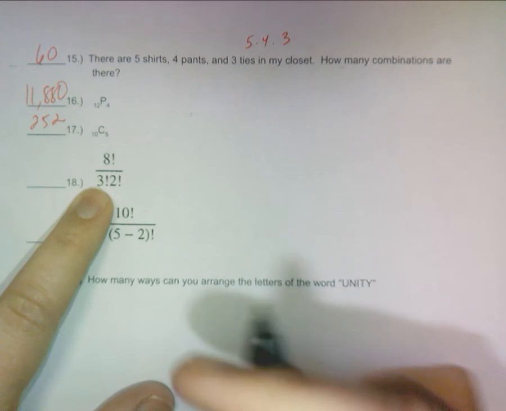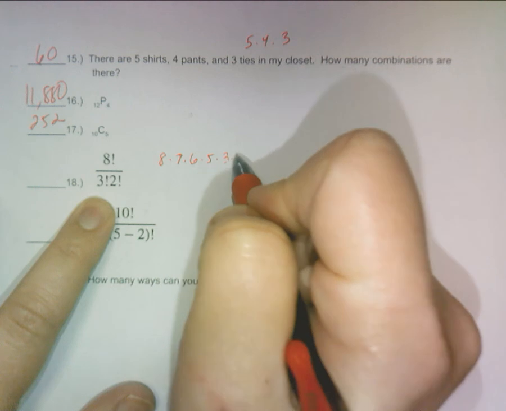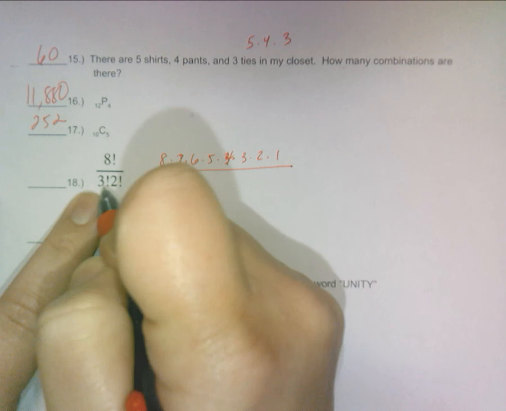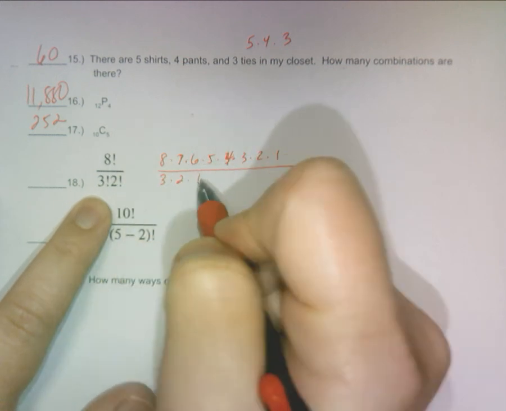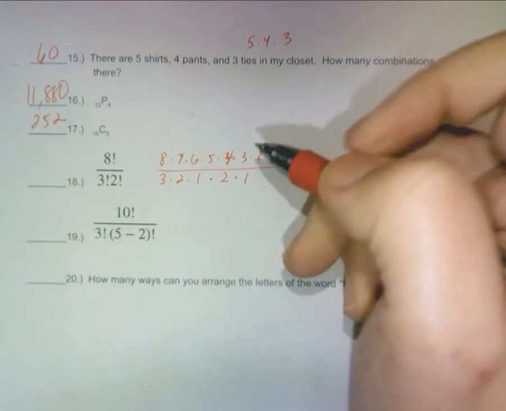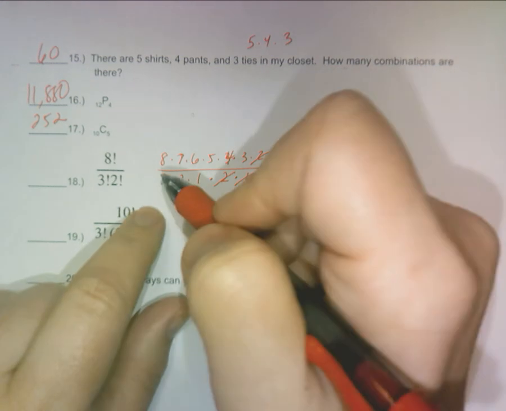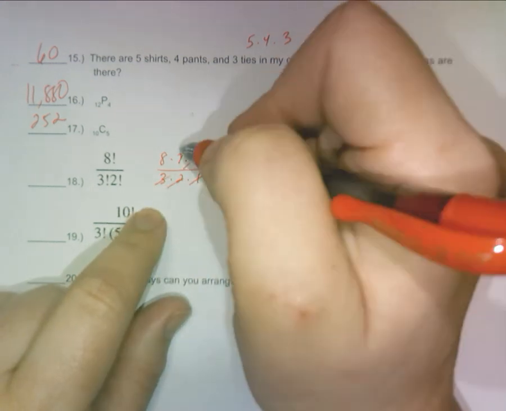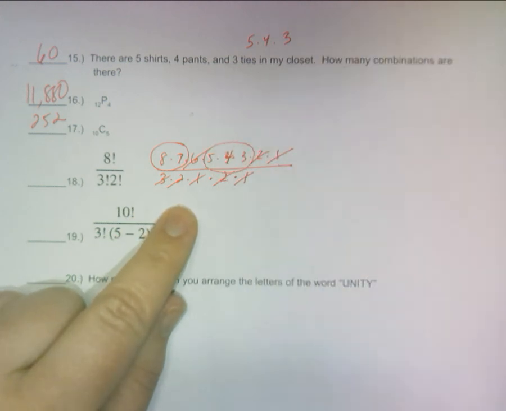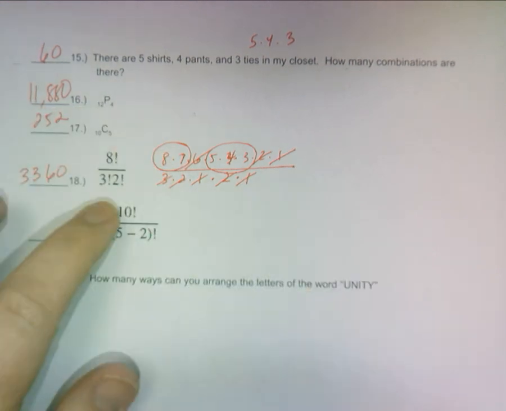And now this one, remember 8 factorial means 8 times 7 times 6 times 5 times 4, whoops, times 3 times 2 times 1, divided by 3 factorial, which is 3 times 2 times 1, and 2 factorial, which is 2 times 1. And you can just cross off anything top to bottom. 2 and 1 go away. 3 times 2 times 1 is 6. So all you have left is an 8 times 7 and a 5 times 4 times 3. And you would get 3,360.